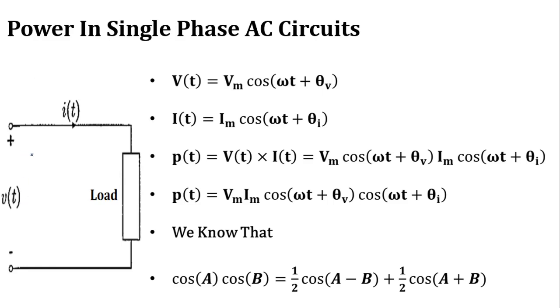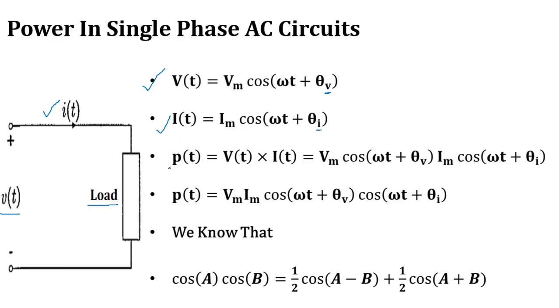Suppose I have taken a single phase circuit in which the instantaneous voltage is V of t, instantaneous current is I of t, and I have taken a single phase load. Let's assume that instantaneous voltage V of t is given by Vm cos(omega t plus theta v). Here V stands for voltage, and instantaneous current I of t is equal to Im cos(omega t plus theta I). Here I stands for current.